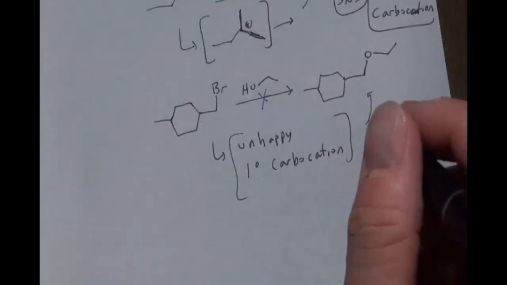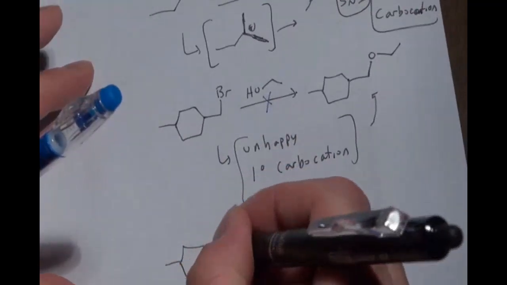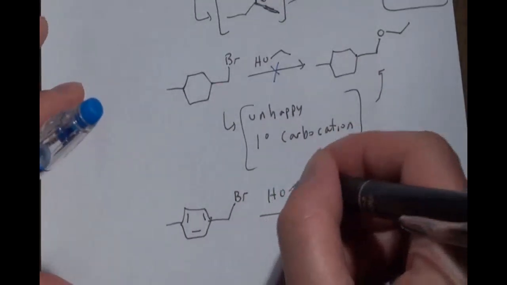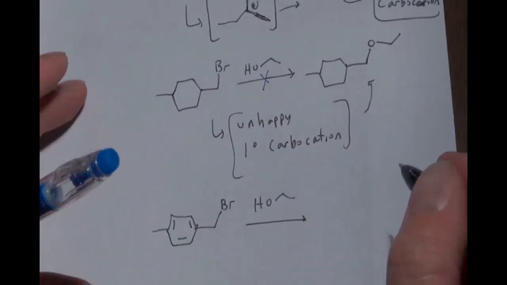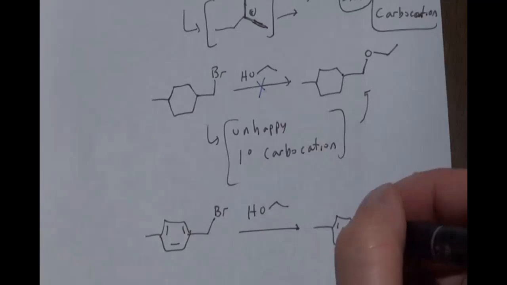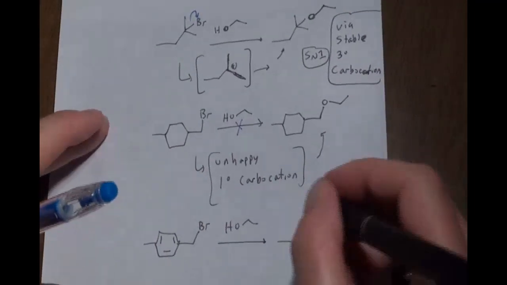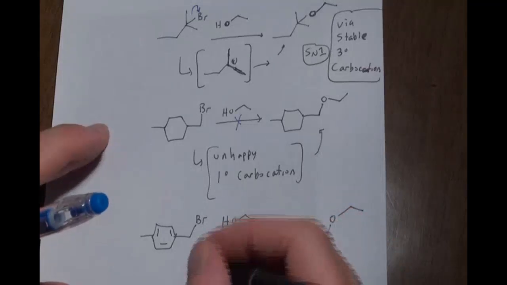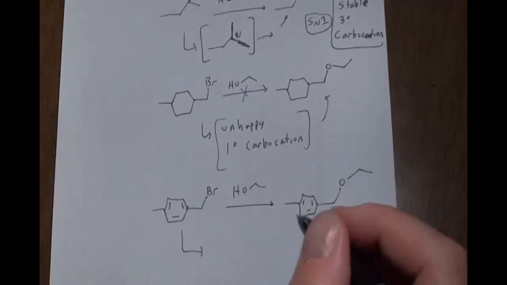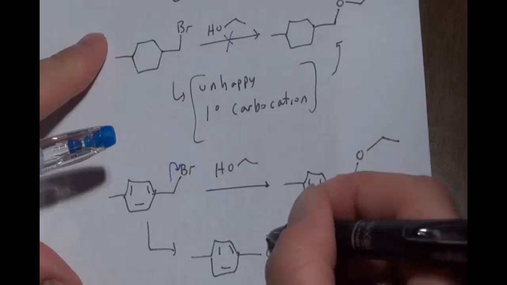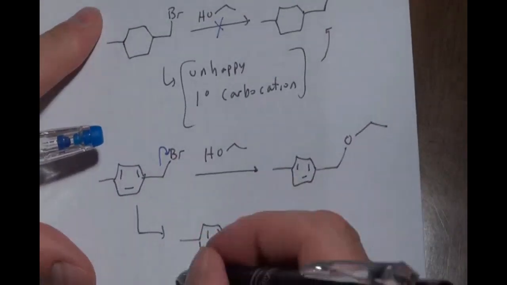Okay, but what if it's a benzene? So it's primary, it's still primary. But does this reaction go, and would it also go through an SN1 style carbocation mechanism? And the answer is yes. And the reason is because this actually is a stabilized carbocation. When bromine goes away, and it goes away without any assistance, the bromine just pops off. Now we have a CH2 positive charge. Well, this is a stabilized benzylic carbocation.